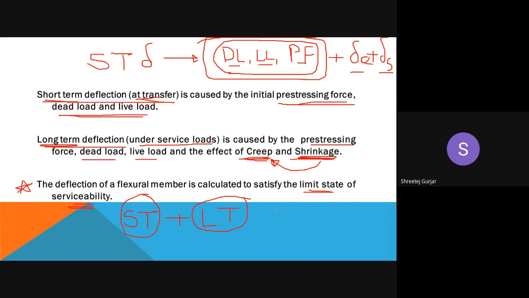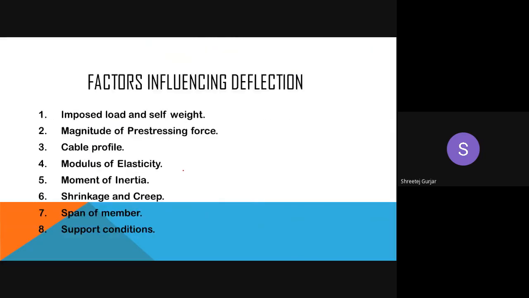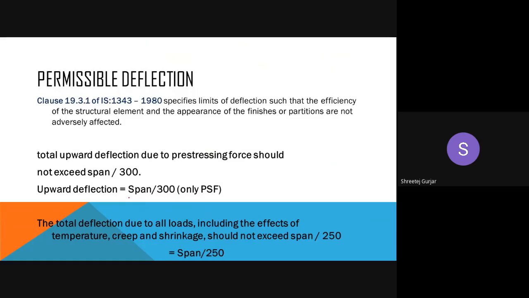You will start to fear to live in that house, right, under that beam. So it is not serviceable, it is not appealing. Serviceable, it has to be under the limit state of serviceability. So we have certain limits that your short term and long term should not cross, and what those limits are, let me show you. That limit is span by 300 for your short term.